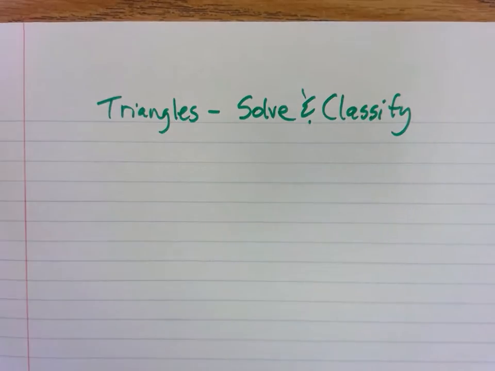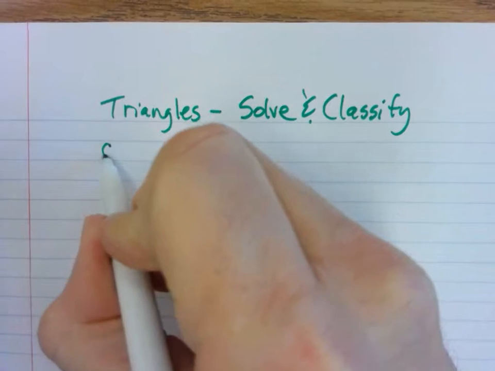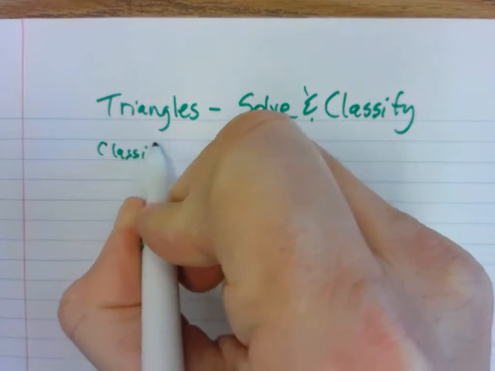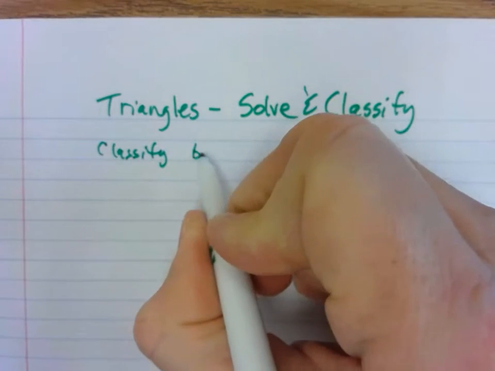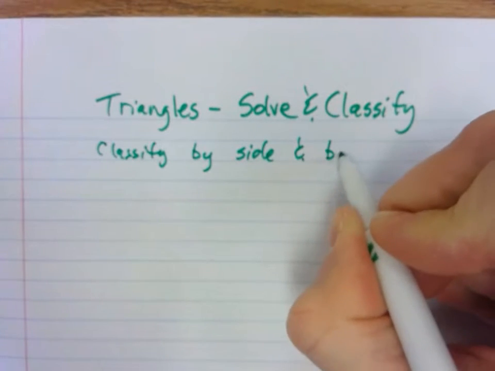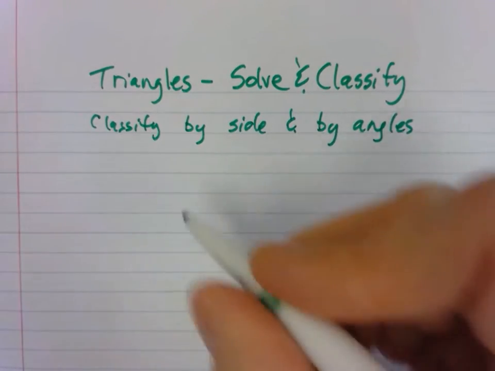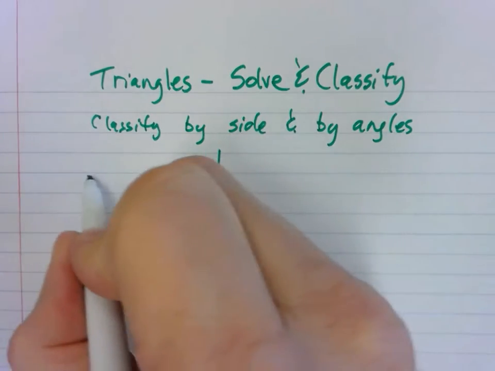Hey, we're talking about triangles today. We're going to talk about how to do this stuff with 3 sides, so let's get right into it. Let's talk about how to classify them first. You can classify triangles in 2 ways: by side and by angles. I'm going to make a little T-chart here. If you'll make this little T-chart with me, we'll talk about how to do it by sides and angles.